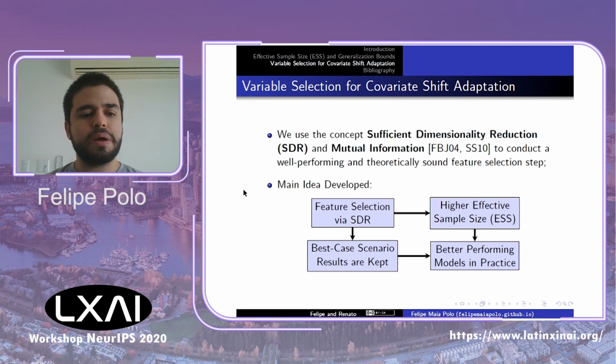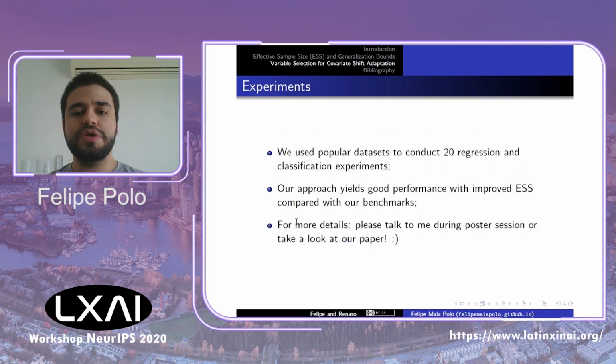So in our paper, we have conducted some experiments as well, and we used some popular data sets to conduct 20 regression and classification experiments. And our approach yields good performance with improved effective sample size compared to other benchmarks. So we had the best results.